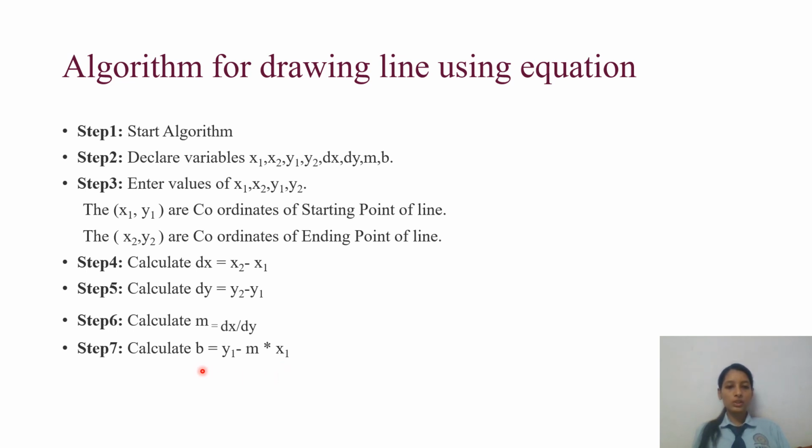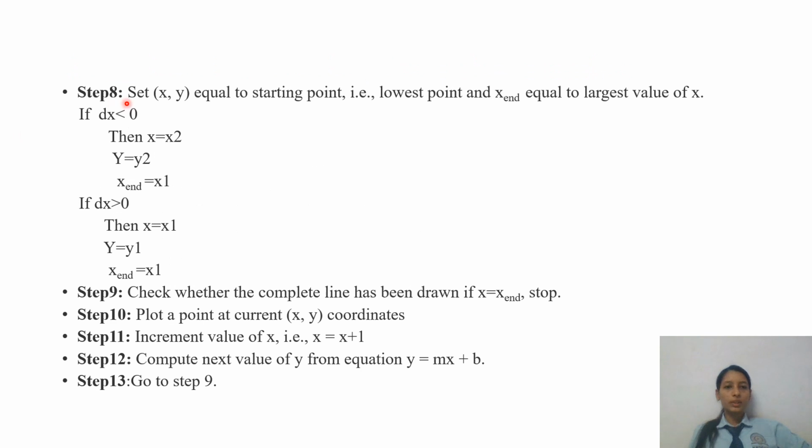It is the decision parameter. Step number 8. Set the x, y coordinates equal to the starting point, that is the lowest point, and x end equals the largest value of x. If dx is less than 0, then x equals x2, y equals y2, and x end is equal to x1. If dx is greater than 0, then x is equal to x1, y is equal to y1, x end is equal to x2.